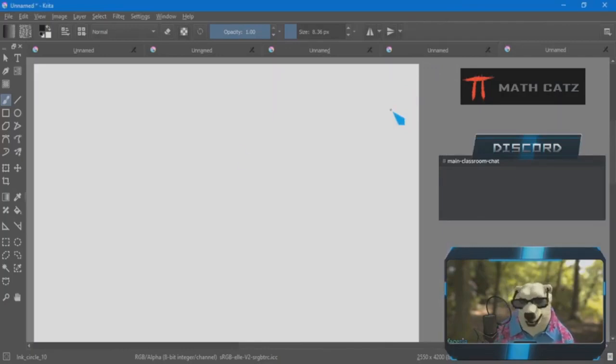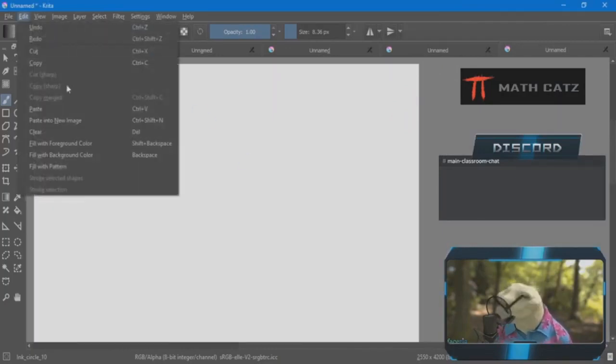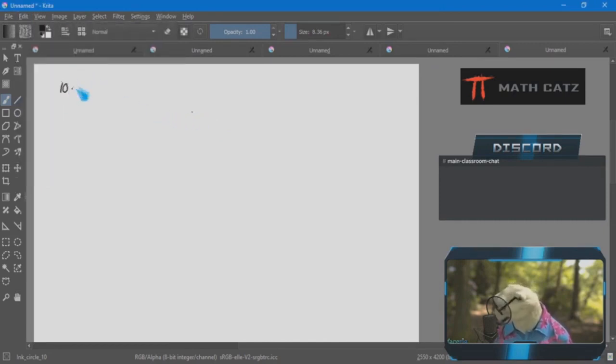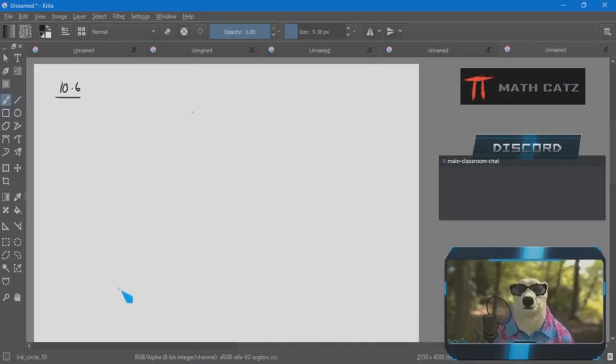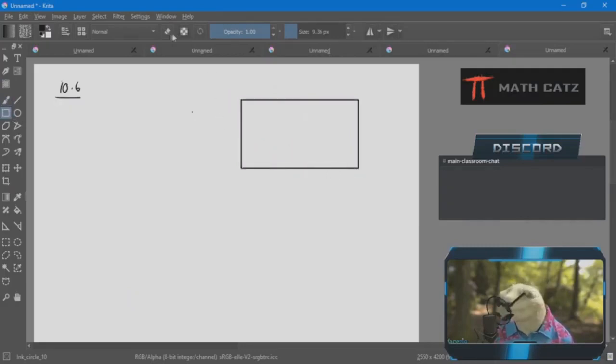Okay, so now I want to do 10.6. And I want to draw a little diagram here. Let's get a square. Nice big square. And what's going to happen is I don't have a square. It's a rectangle. That's okay. Let's draw a rectangle. Okay. It is 12 by 24.